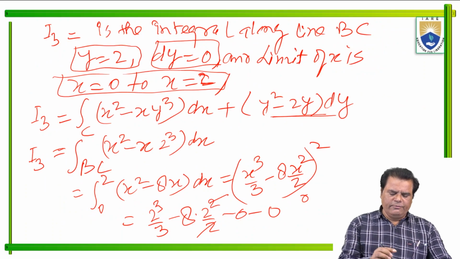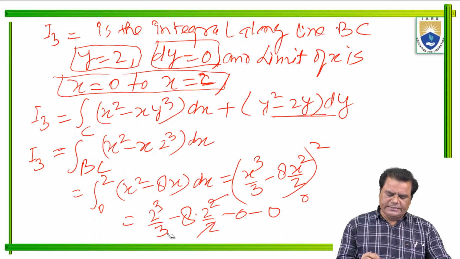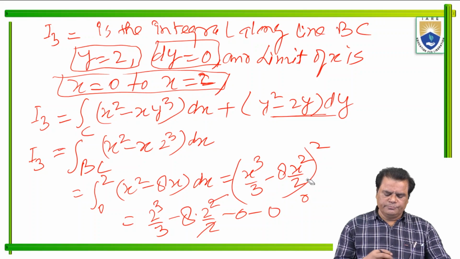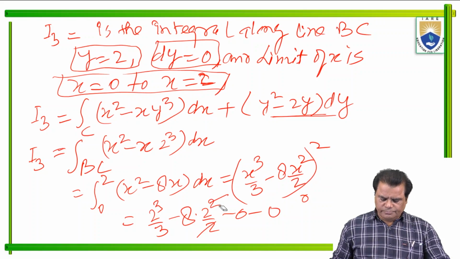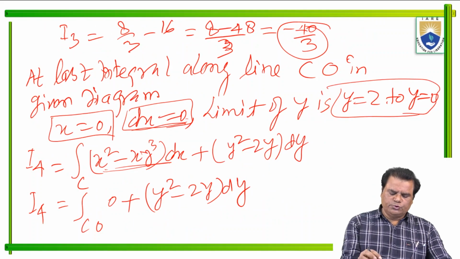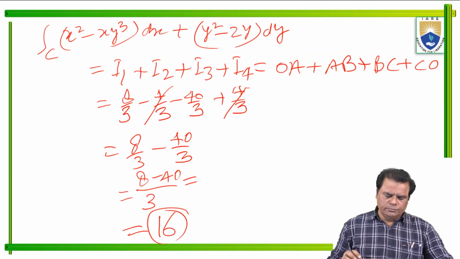What is the third integral? y is 2. So here 2 cube, here is 8x. So x cube by 3 means 2 cube by 3 minus 8x, x square by 2. So 2 is cancelled, 8 into 2 is 16. So here is minus 40 by 3. This is I3.